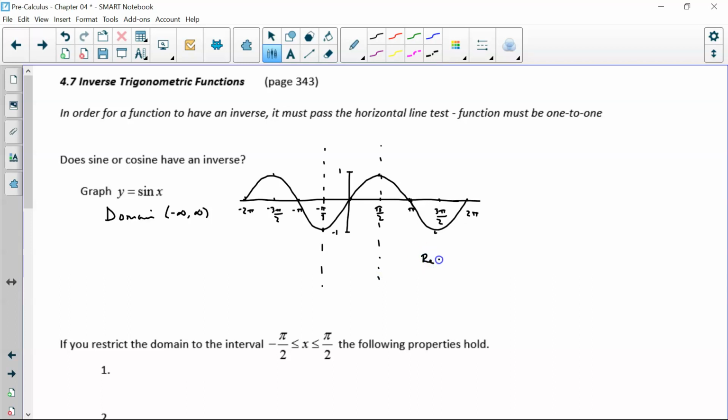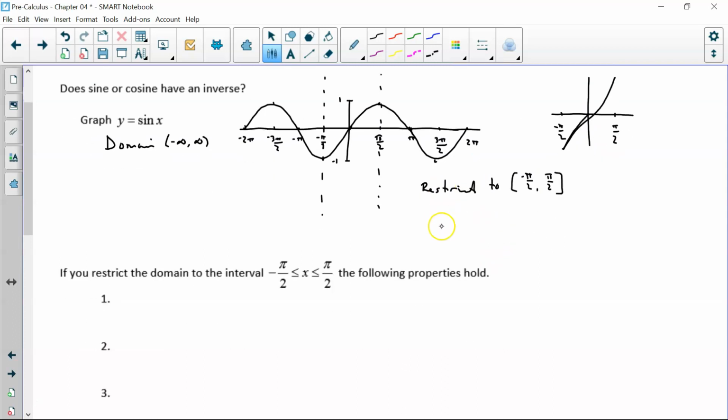We restrict it from negative pi over 2 to positive pi over 2. That's our restriction. So we'd only be looking at, I can't draw, this. We'd only be looking at that part of the graph. So now if we had a horizontal line test, it would pass that. It would be 1 to 1.